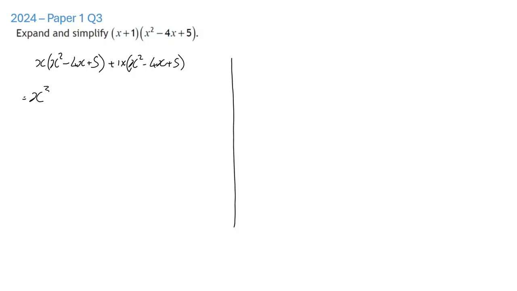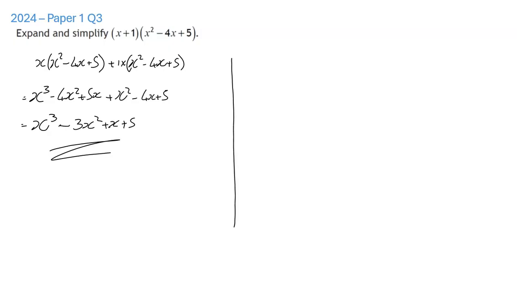So I'd end up getting x cubed minus 4x squared plus 5x. I'd then have plus an x squared minus a 4x and then plus a 5 from that. Then it's just a case of simplifying it together. So I'd end up getting x cubed. I've got minus 4x squared plus an x squared, so I'd end up with minus the x squared. Got plus 5x and a minus 4x, so I get plus x, and then just my plus 5 there at the end. So if I split it and did it in that manner, that's what I'd get.